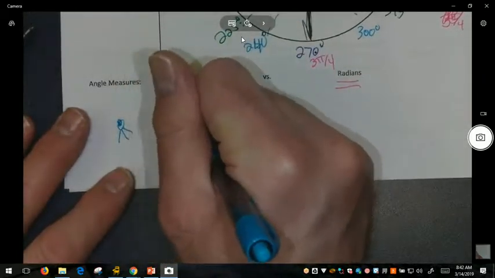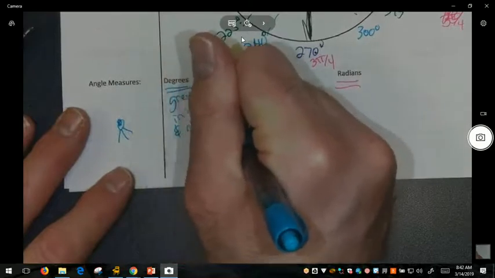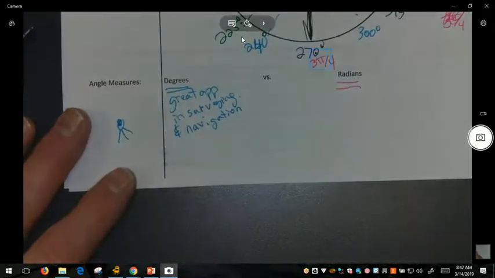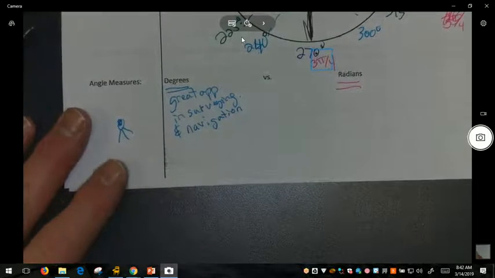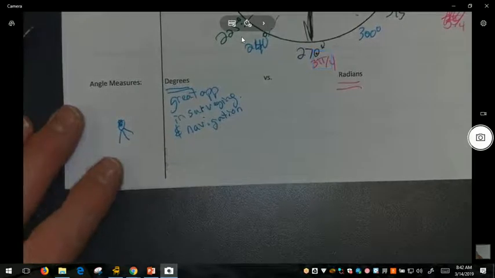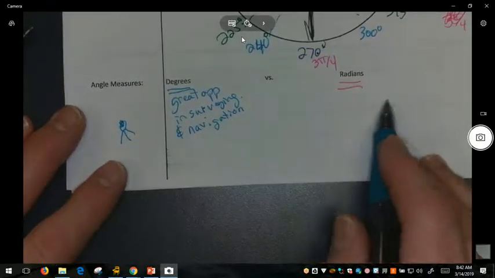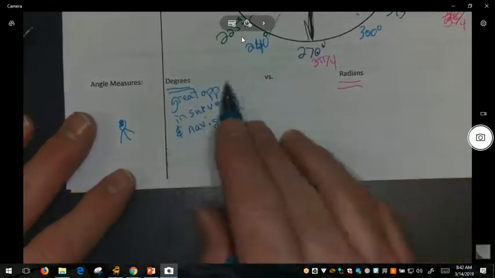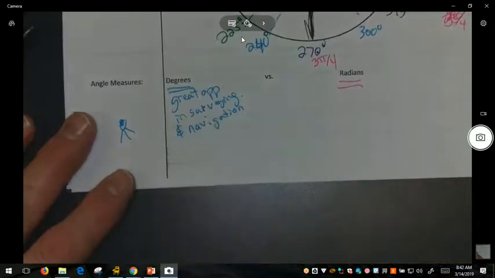Surveying and navigation. If we do navigation, we say that we're going 30 degrees southwest, or 30 degrees east of true north. There's a couple different ways to do that. We'll get into that in a later chapter. We don't usually measure angles when we're doing that type of thing in radians.